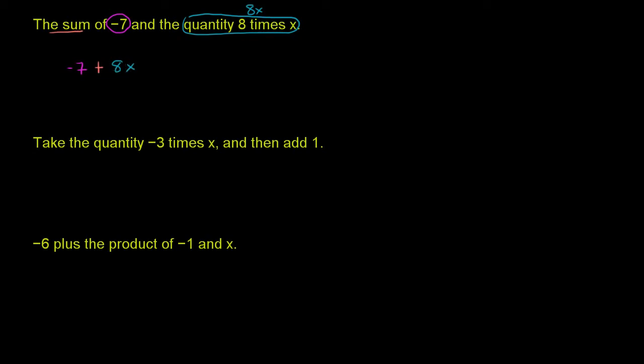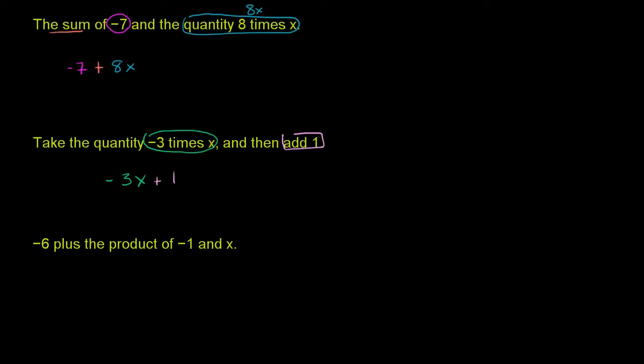Let's do the next one. Take the quantity -3 times x. So take the quantity -3 times x, and then add 1. So the quantity -3 times x, we can write that as -3x. And then we need to add 1 to that. So that's going to be plus 1.